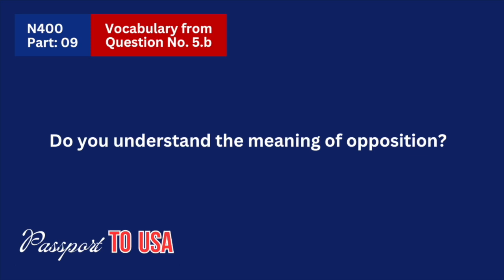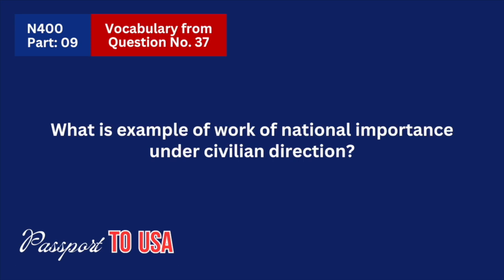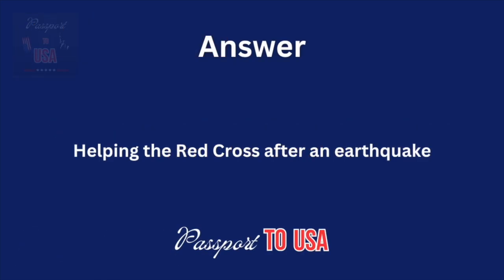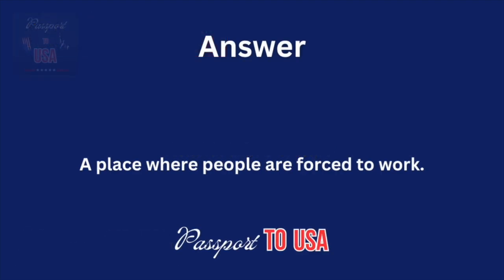Do you understand the meaning of opposition? Going against something. What is example of work of national importance under civilian direction? Helping the Red Cross after an earthquake. What is labor camp? A place where people are forced to work.